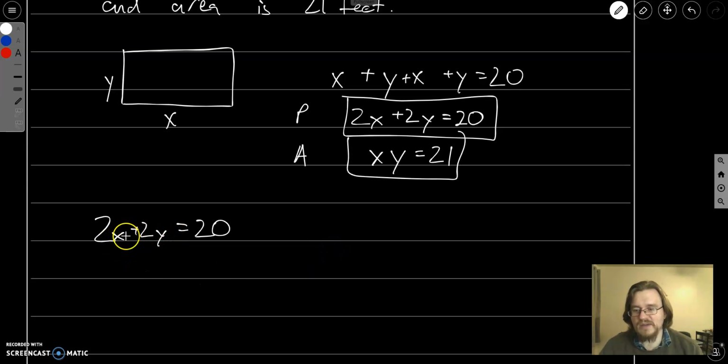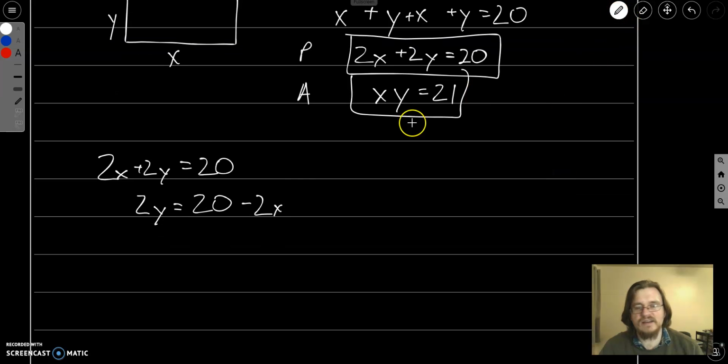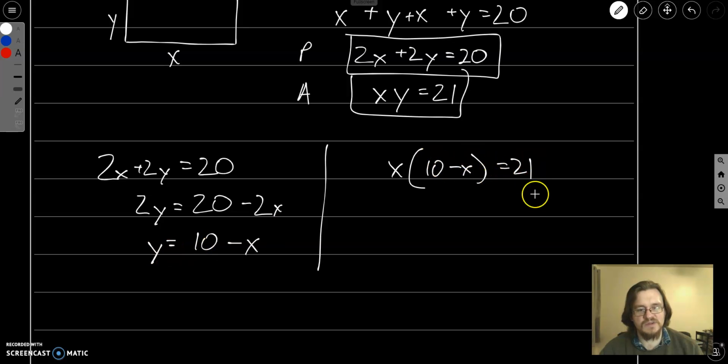First, if I want to get y by itself, I'm going to subtract 2x from both sides. That gives 2y equals 20 minus 2x. So if I divide both sides by 2, the 20 divided by 2 is 10. Negative 2x divided by 2 is going to be negative x. So we know that y is equal to 10 minus x, and I can plug that into this equation. So this will be x times y, but I know that y is 10 minus x, and that's equal to 21.